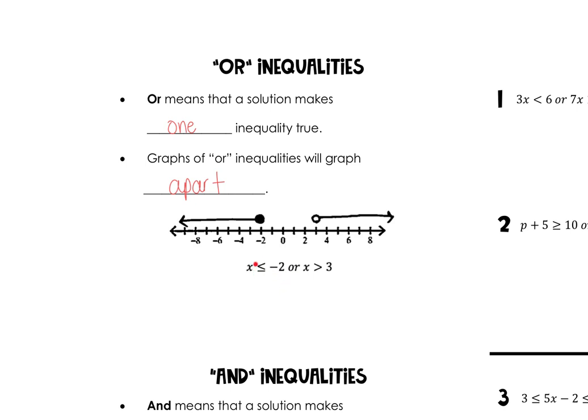So depending on the inequality sign is going to tell you if the dot's open or closed, and then if it's less than, you're going to the left. If it's greater than, you're going to the right. And because this is an or, this is what I mean, that those arrows should be going in opposite directions. So they should be graphing apart. Okay? So we've got 2 quick examples here.